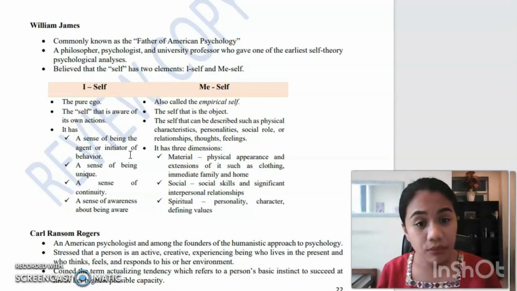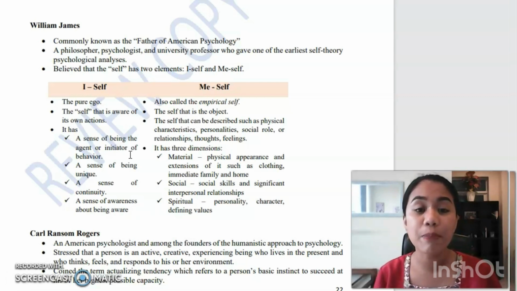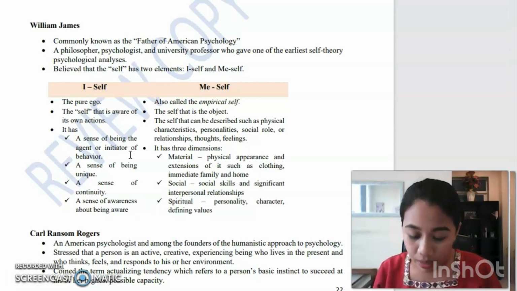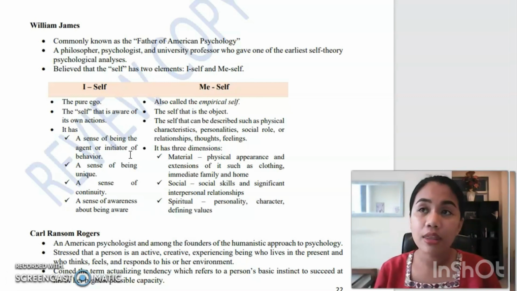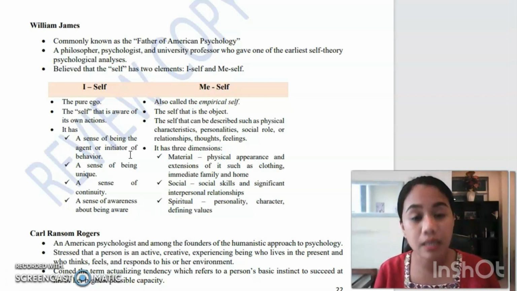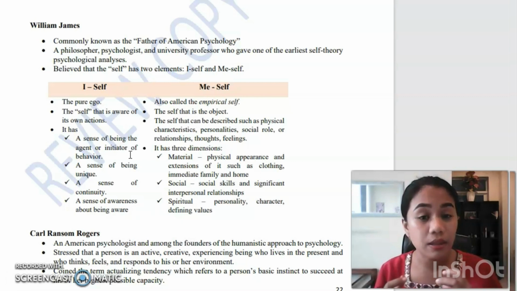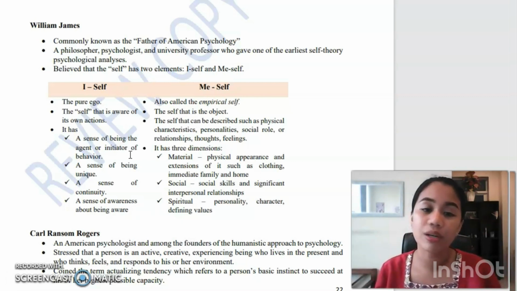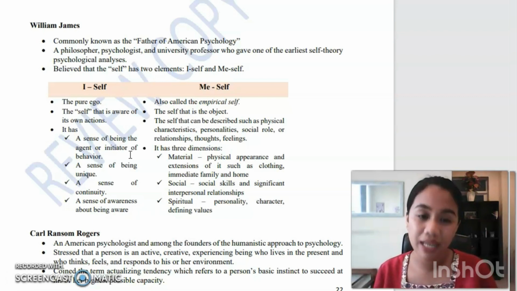So for me self naman, it is called the empirical self. So ang empirical self means that the self is the object. It is the self that can be described, such as the physical characteristics, the personalities, the social roles or relationships, thoughts or feelings, no?